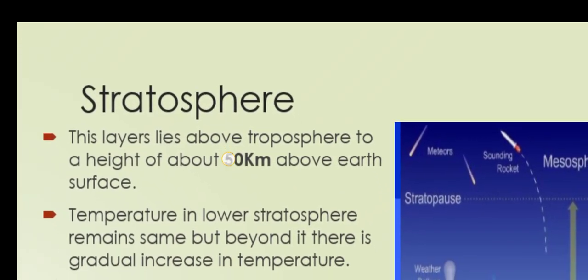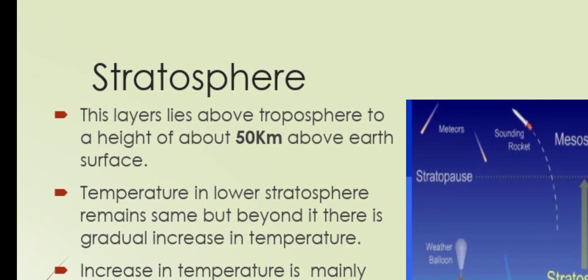The stratosphere layer lies above the troposphere to a height of about 50 kilometers above the Earth's surface. So it extends from 12 kilometers to 50 kilometers of the surface of Earth, and that's how this is the second layer after the troposphere. Temperature in the lower stratosphere remains the same, but beyond it there is a gradual increase in temperature.